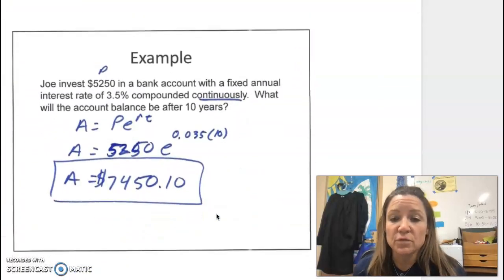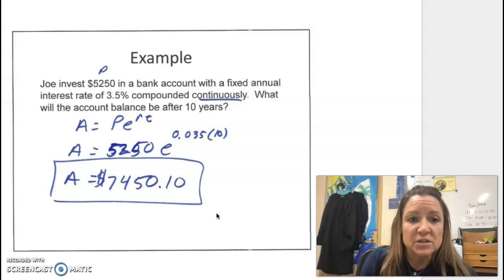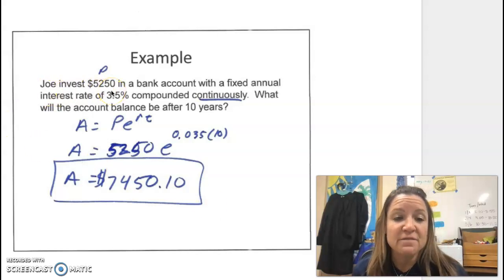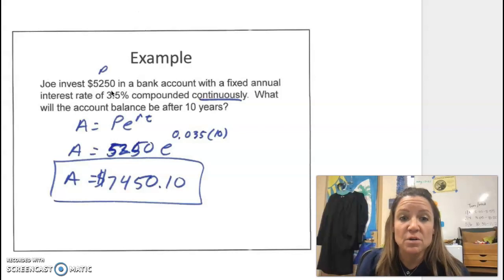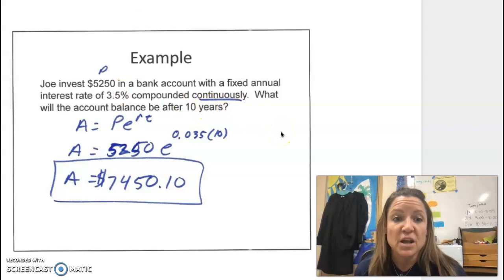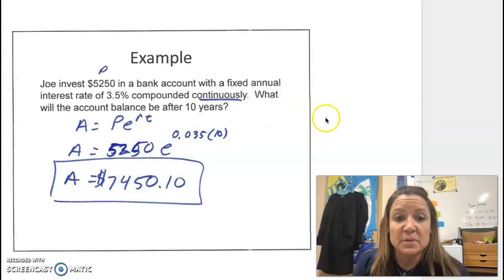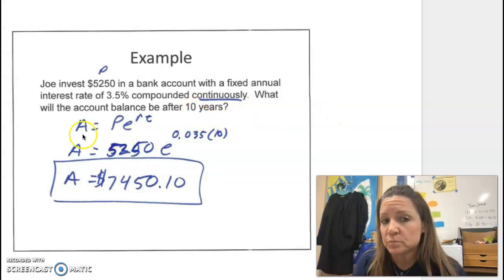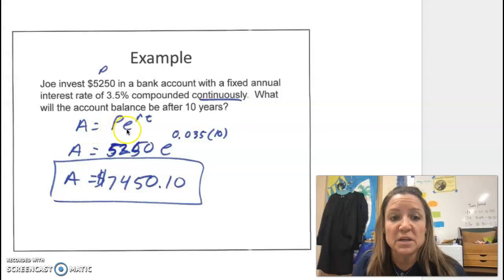Okay, so this is a review problem from before the test. So it says Joe invests $5,250 in a bank account with a fixed annual interest rate of 3.5% compounded continuously. What will the account balance be after 10 years? So the equation for continuous is A equals P e to the rt. So P is where we plug in the principal. So the principal in this case is the 5,250.